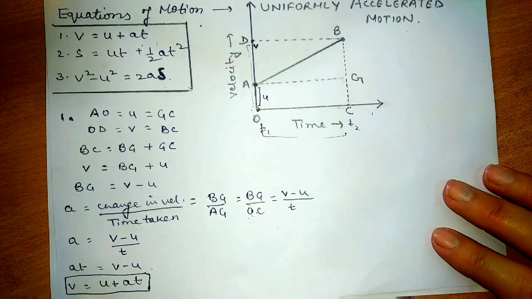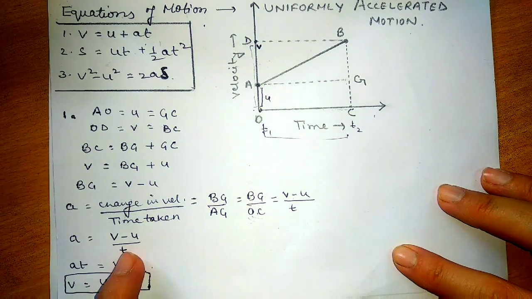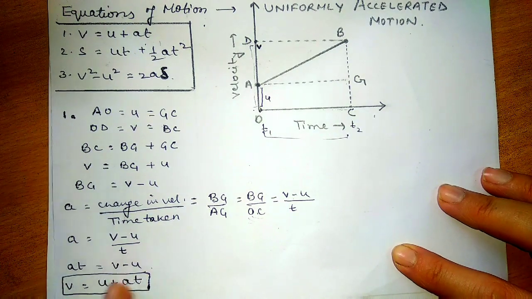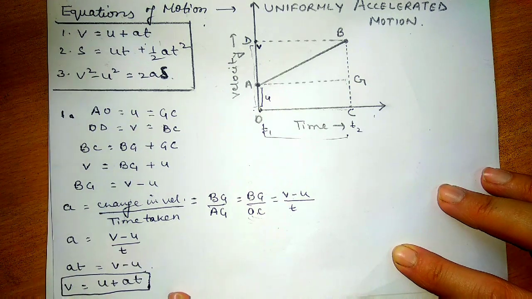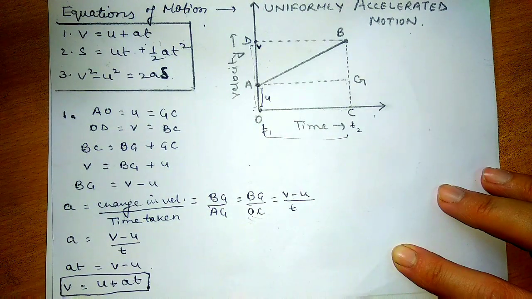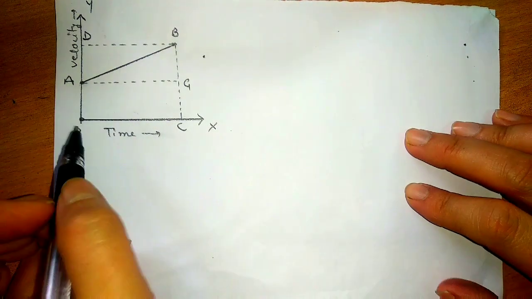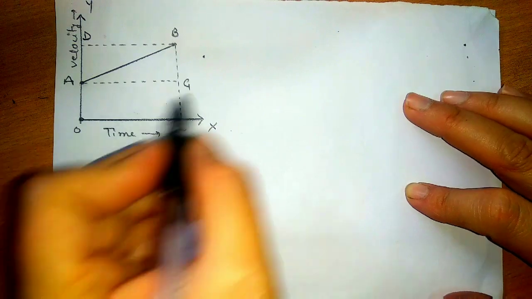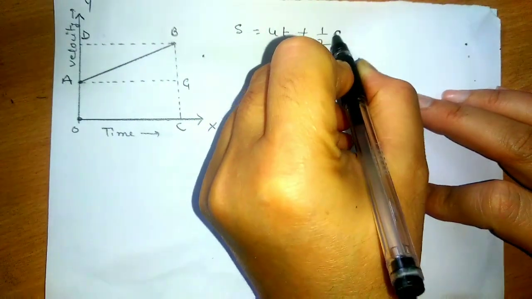So this is the first equation of motion that we have derived using this graphical method. Clear? So a is equal to v minus u by t, at is equal to v minus u and v is equal to u plus at. This is the first equation of motion that we have derived from the graphical method. Now we'll move to the second equation of motion. Clear? Now using the same graph, we are going to derive the second equation of motion, that is s is equal to ut plus half at square.